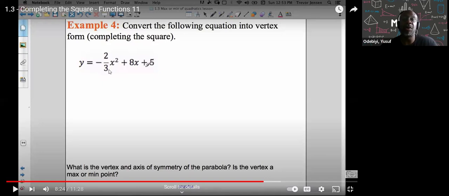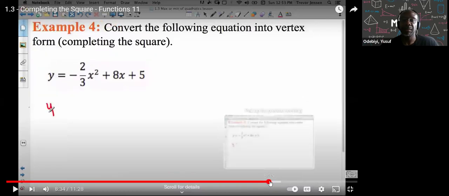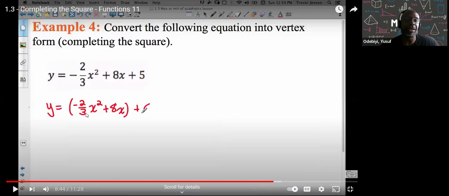When we see fractions, oh whoa, we get scared. You just gotta be confident in knowing how to manipulate fractions. Okay, so the step doesn't change. I put a bracket around the first 2 terms. That's not going to change. There you go. Right, and I have plus 5 on the outside.